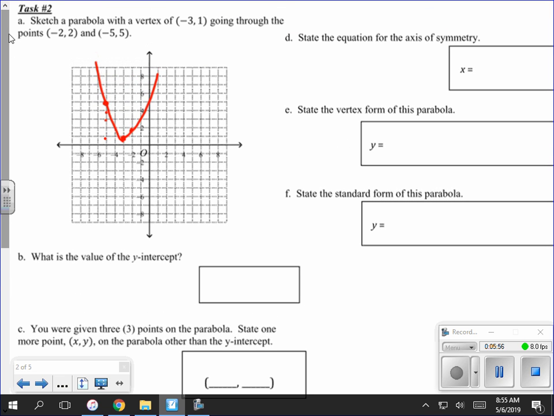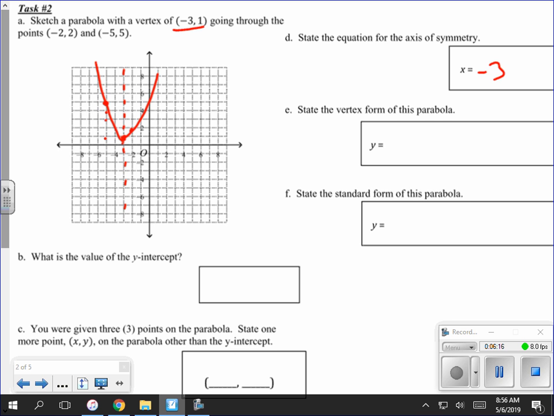State the equation of the axis of symmetry, that I can do right now. The axis of symmetry passes through the vertex, and it's x equals the x-coordinate of the vertex. X equals, look, I told you, it's x equals -3, the x-coordinate of the vertex.